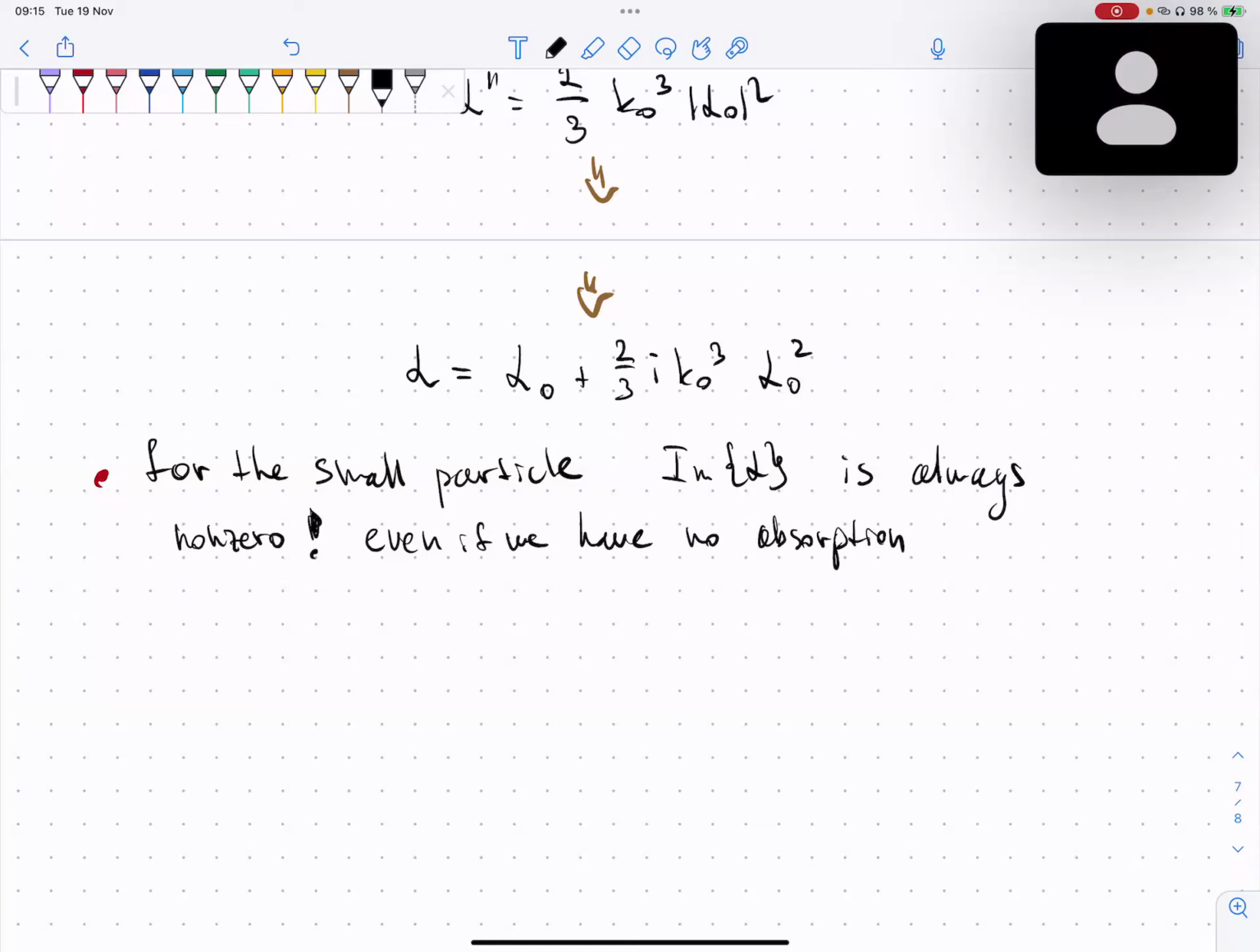But here, even if we have no absorption in our particle, we still have some imaginary part of polarizability, because if the imaginary part of polarizability is zero, this will give us zero extinction. So the particle should have some imaginary part in order to scatter the light, even if you have no absorption. Something like this. So do you have any questions about this part?